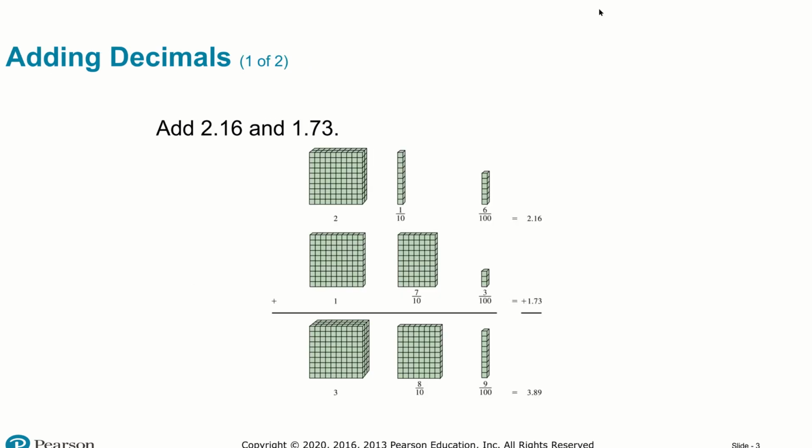Here we'll look at a concrete example using base 10 blocks for adding 2.16 and 1.73. Notice that since we are only going to the nearest hundredths in each of these, or rather to the hundredths place, we only need to use flats as our units. So then longs will represent tenths of a unit, and the units, the cubes themselves, will represent hundredths in this particular presentation.